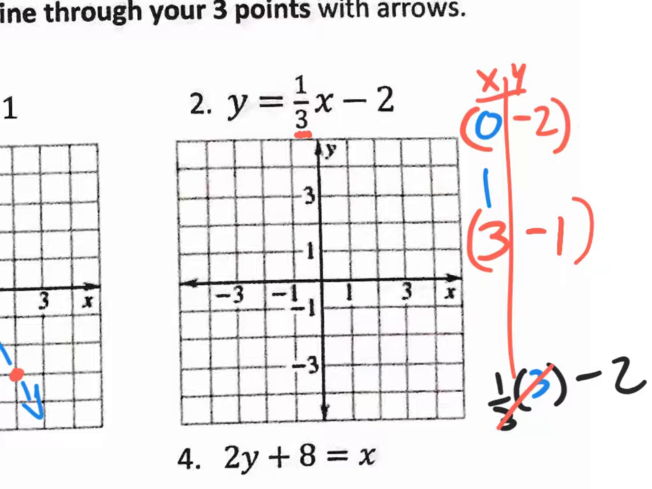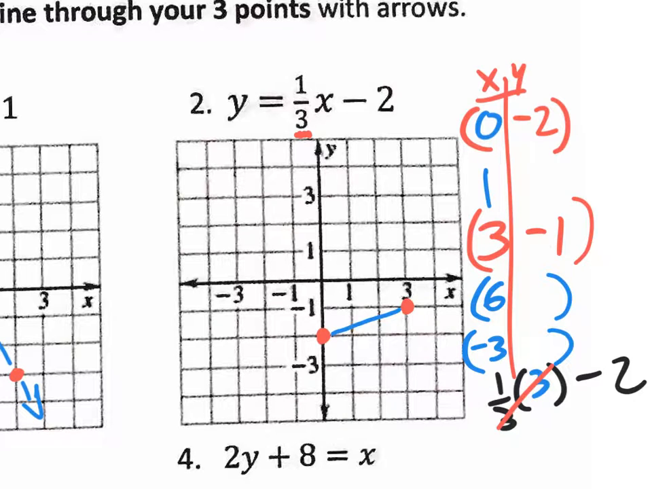So let's graph the 2 answers. 0 is easy. We got 0, negative 2. And let's plug in 3 on the x, negative 1 on the y. There it is. And you know what? That's good enough. You only need 2 dots. Now let's say you wanted to make this line longer. You could plug in a 6, or you could plug in a negative 3.